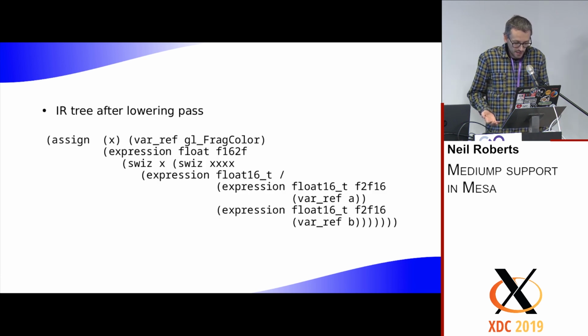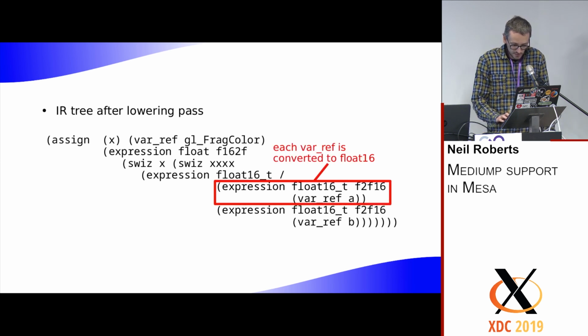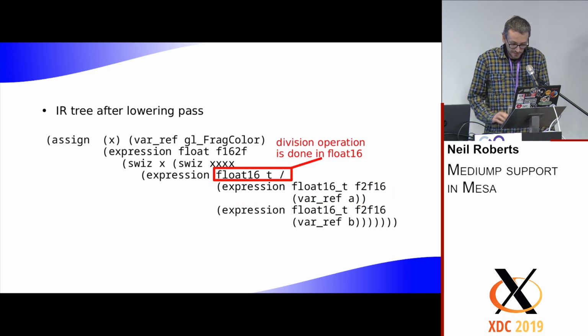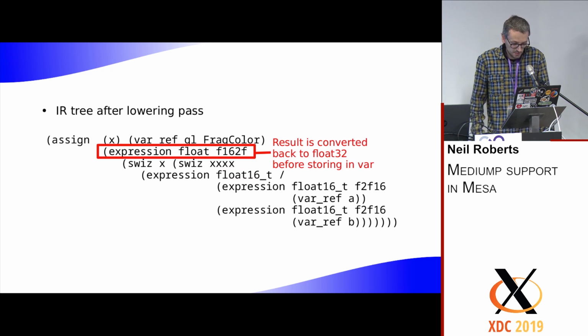So this is what the IR tree would look like for that example after the pass. You can see we've got a conversion to float 16 directly after each of the variable dereferences. And then the actual division operation is done with a float 16 type. And then after the division, we convert it back to float 32 before storing it in the output variable. So it's just the operation that is lowered.